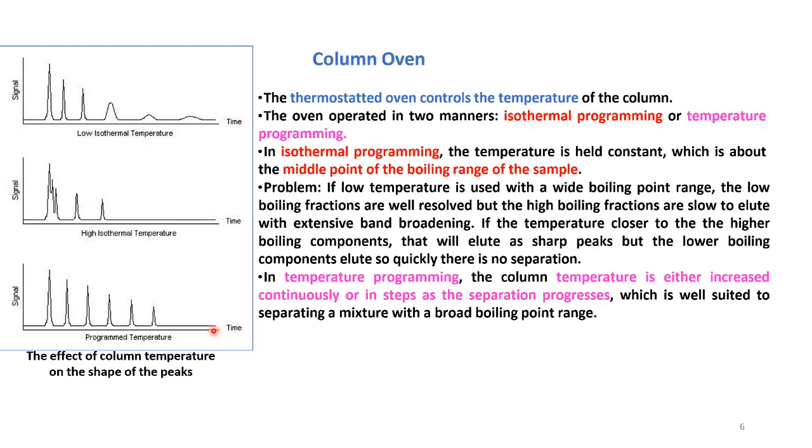Then we have the column oven, which is used to set the temperature of the column. This can be operated in two manners: isothermal or temperature programming. In isothermal operation, the temperature is held constant, at the middle point of the boiling range of the sample. In temperature programming, the column temperature is increased either continuously or in steps as the separation progresses.